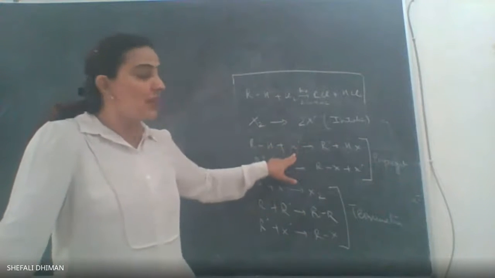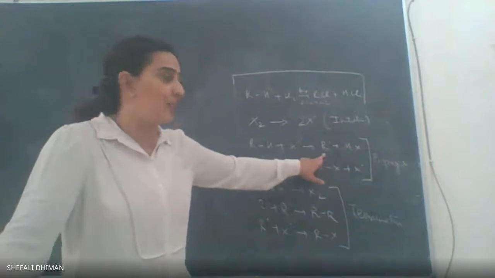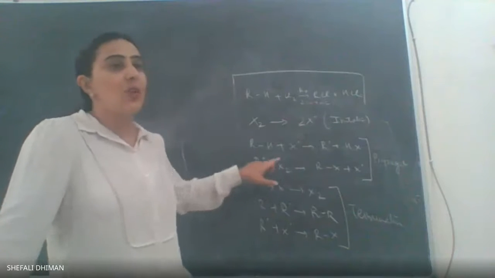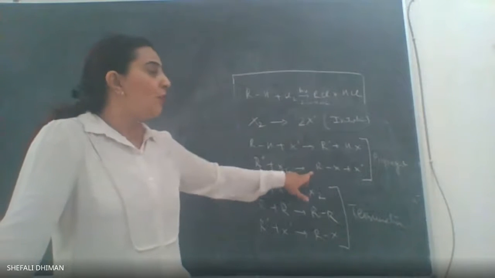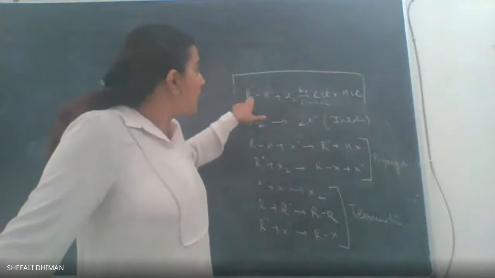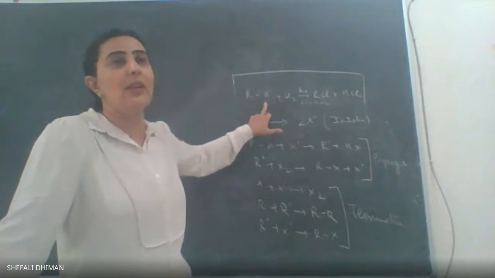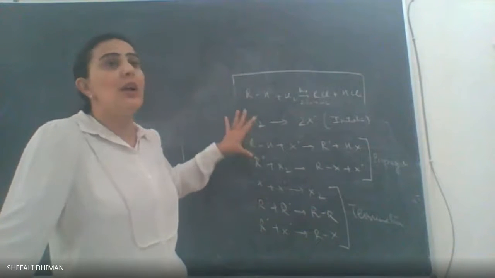Once that is generated, in the next step, it will react with the alkane to form the alkyl radical. The alkyl radical will react with the halogen to form the alkyl halide, and this step is going to continue till the entire alkane, all the hydrogens are replaced with the halogen. So the propagation will continue.